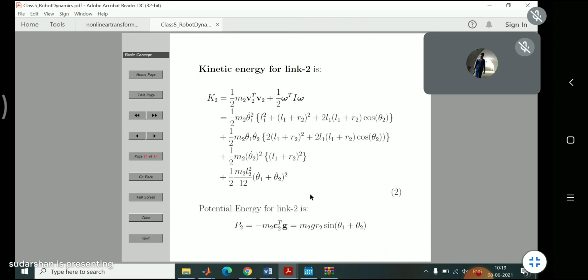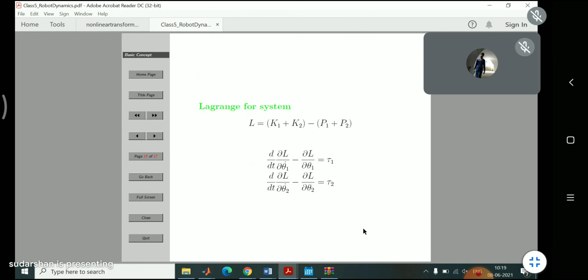Then potential energy for link 2 is M2 C2 transpose G. Okay, so C2 is the position vector and gravity is in the negative y direction. So you get M2 G R2 sin (theta 1 plus theta 2). Then you get the total kinetic energy, obtain the total potential energy.